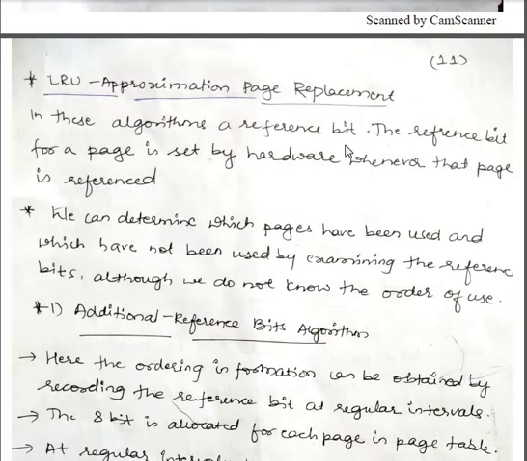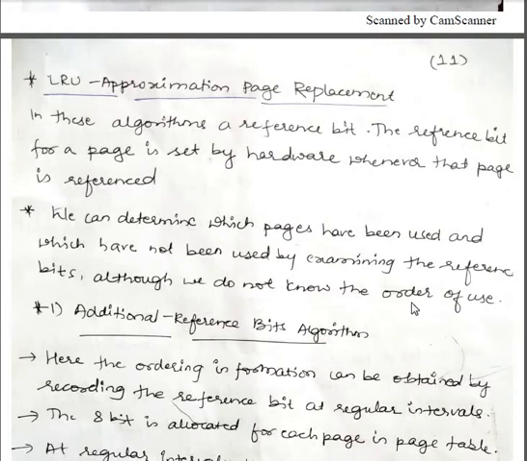So this concept is used in the LRU here. In this we can know which page is referenced, but we cannot understand the order in which we are using it. Whenever a reference bit is set, we can understand that that page is referenced. But when it is referenced, the order of that reference is not known here. In these LRU approximation page algorithms, we can determine which pages have been used and which have not been used by examining the reference bit, although we do not know the order of use.